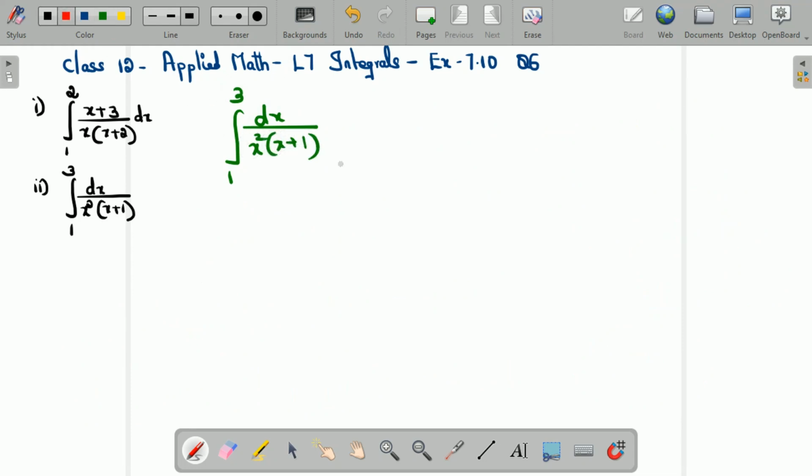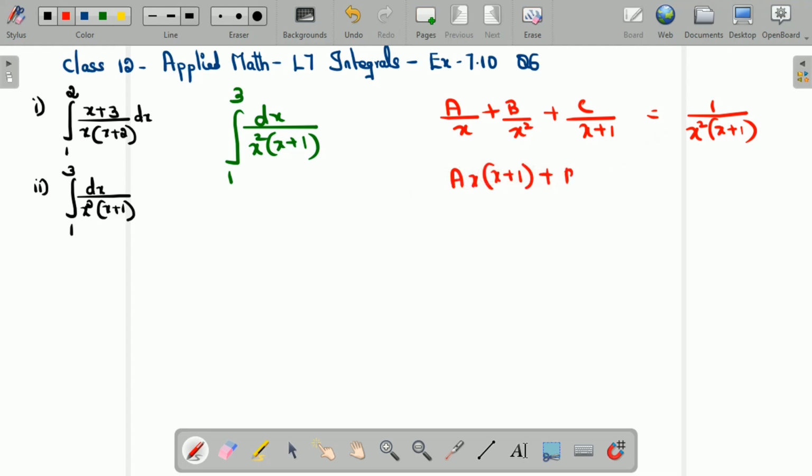Like in the first case, this is partial fraction. So let's break it: A divided by x plus B divided by x squared plus C divided by x plus 1 will be 1 divided by x squared into x plus 1. We will take the LCM and compare only the numerator. So this is going to be A x into x plus 1 plus B into x plus 1 plus C x squared is equal to 1.